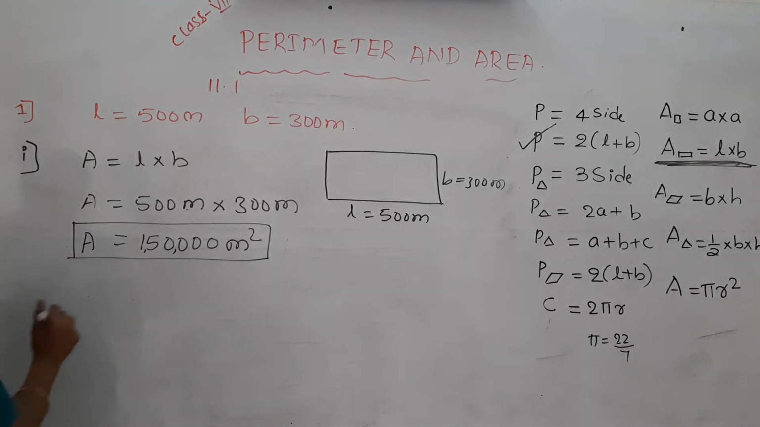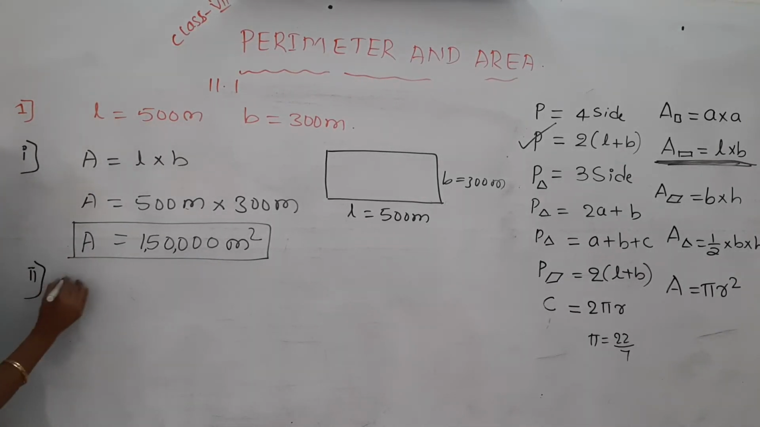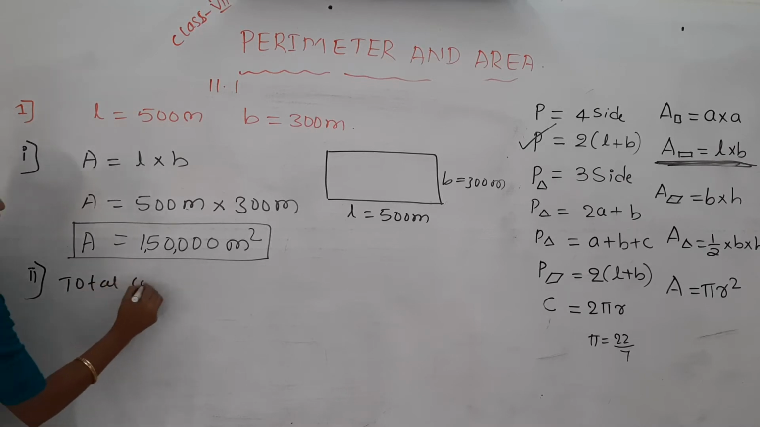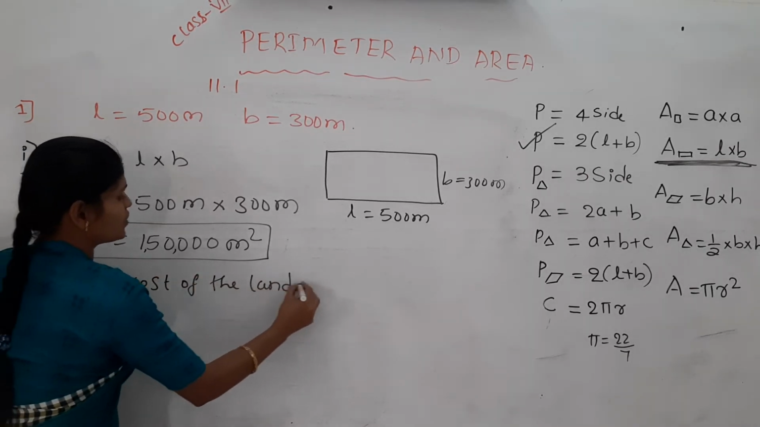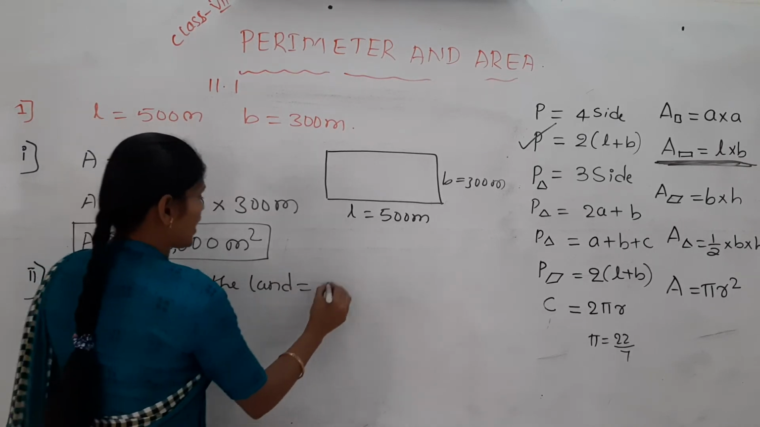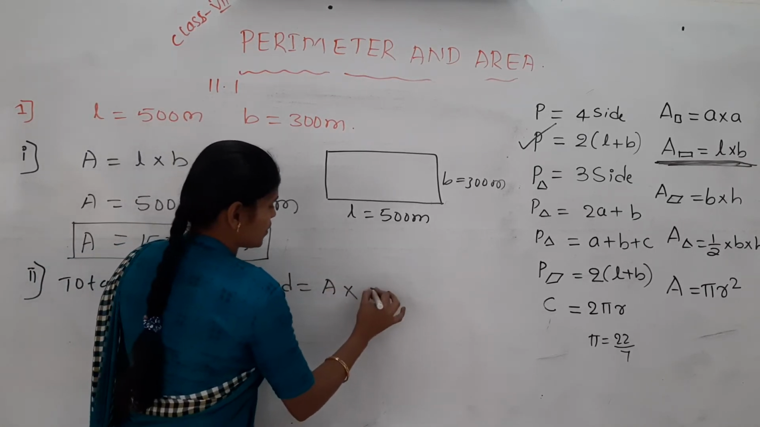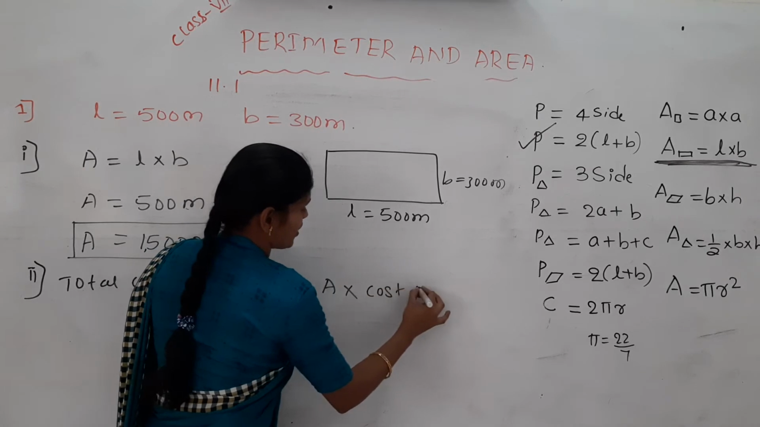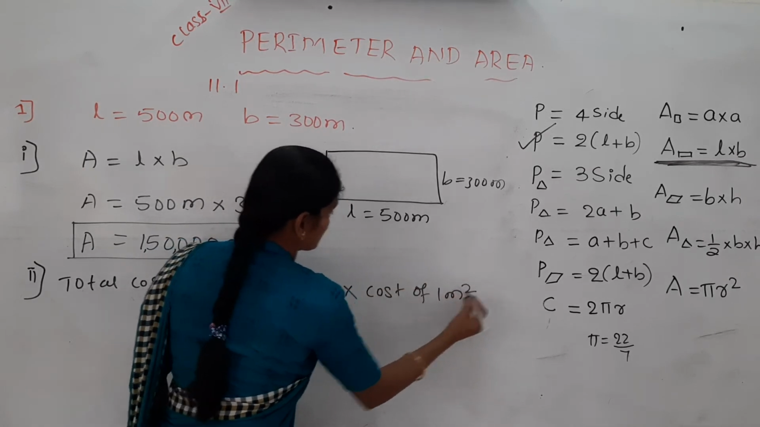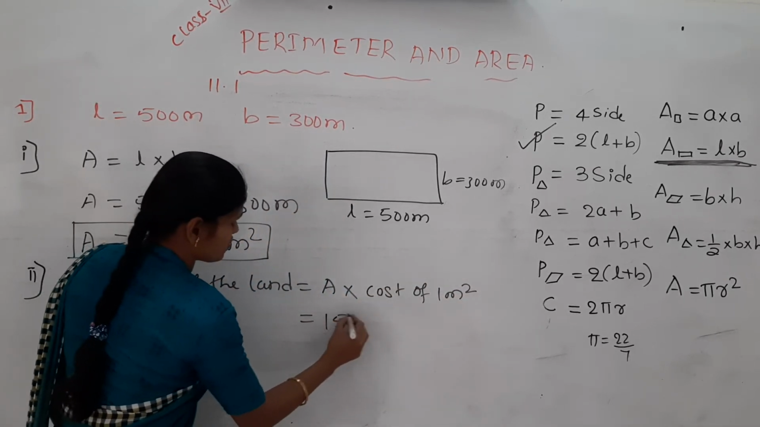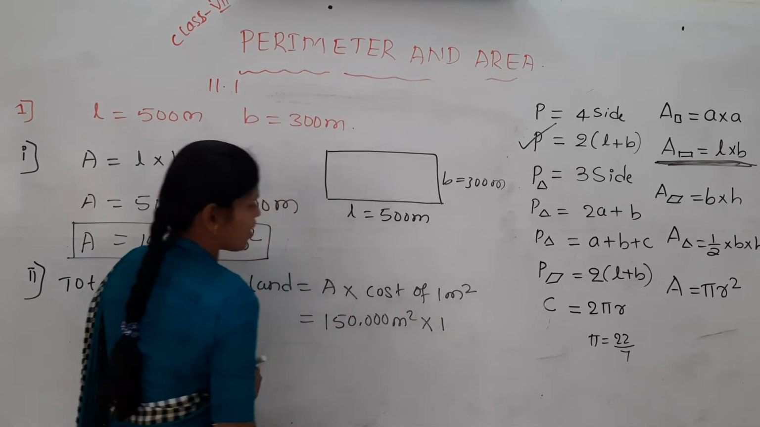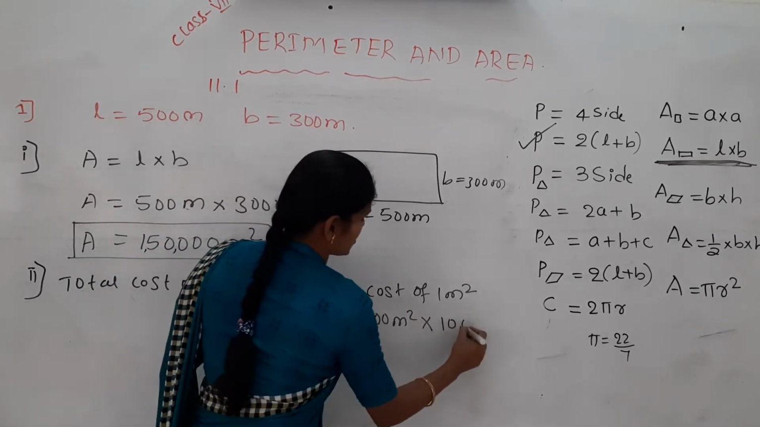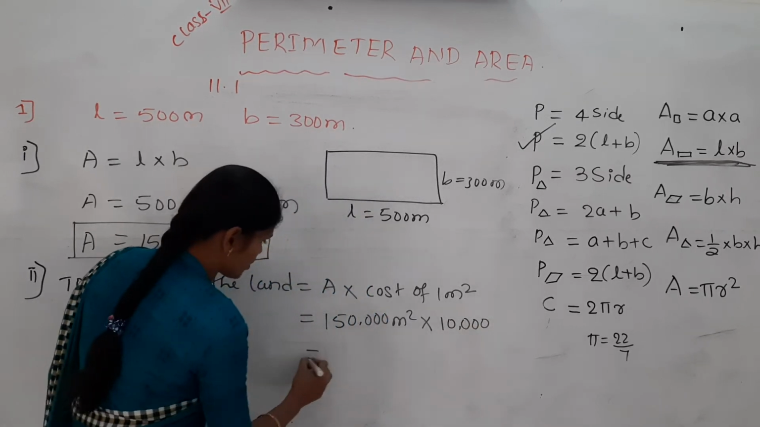Okay. So, second question. Total cost of the land is equal to what? Area into cost of 1 meter square. Area is how much? 150,000 meter square into the cost of 1 meter square, which is 10,000 rupees. So totally how much does it become?